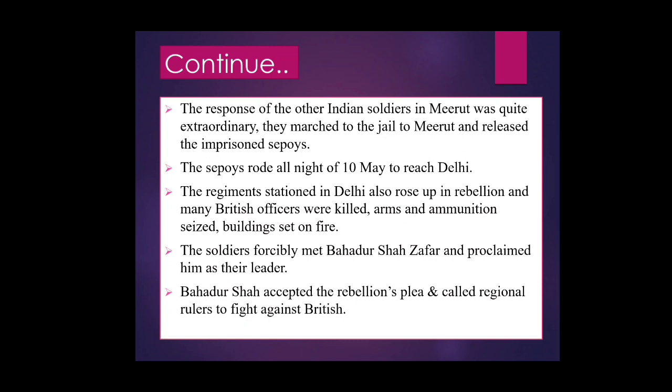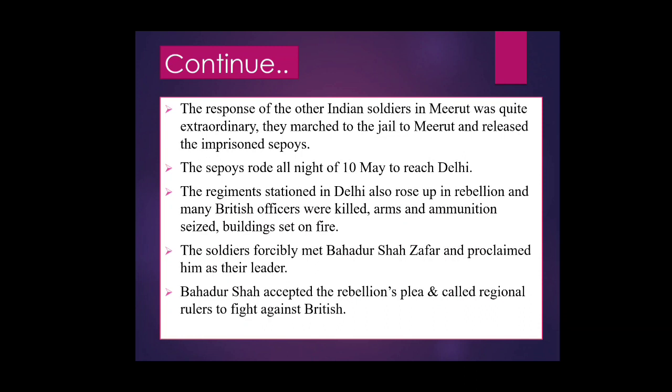After releasing them, they all marched to Delhi. Why? Because they wanted to meet the last Mughal ruler, to make this mutiny, or you can say revolt, a big picture. The regiment stationed in Delhi also rose up in rebellion, and many British officers were killed, arms and ammunition seized, buildings set on fire. Many things happened on the way.